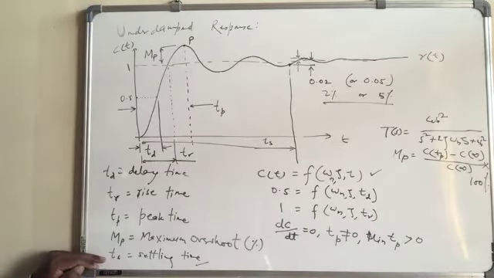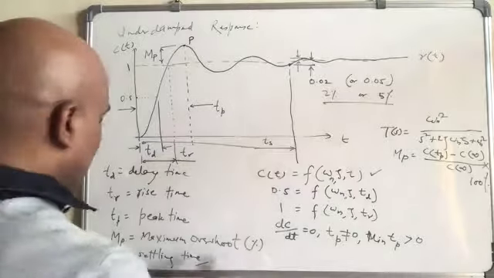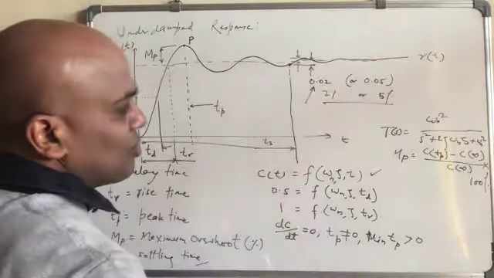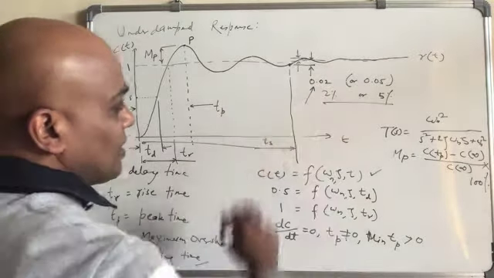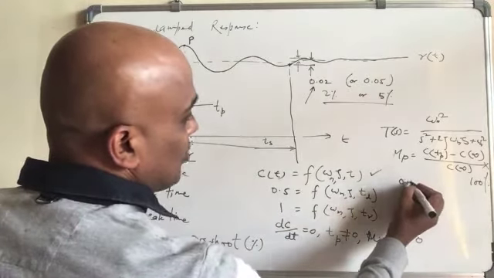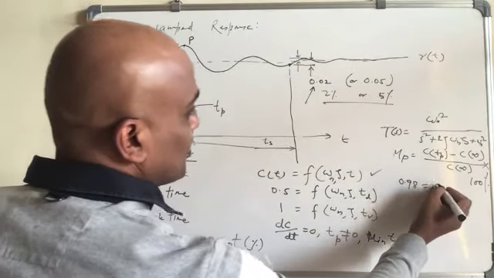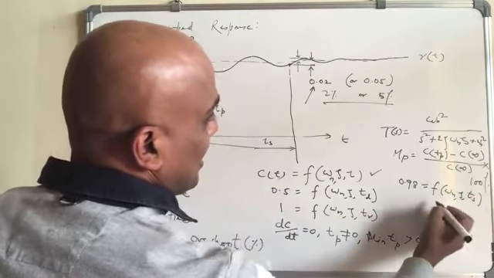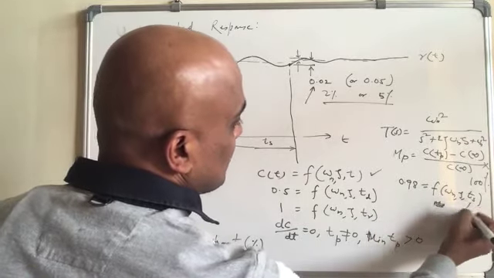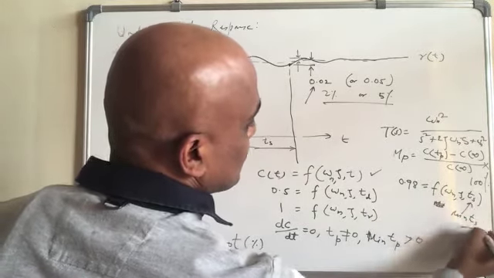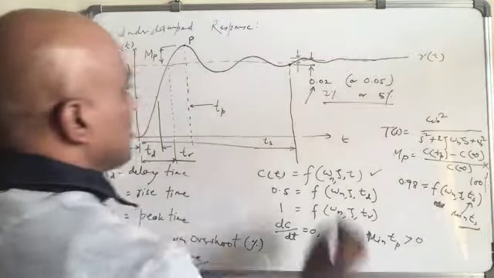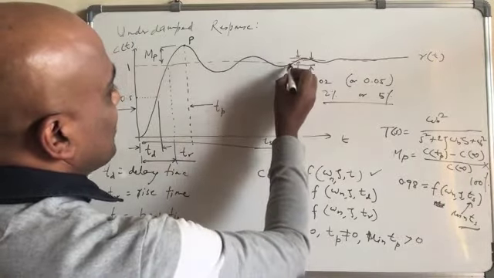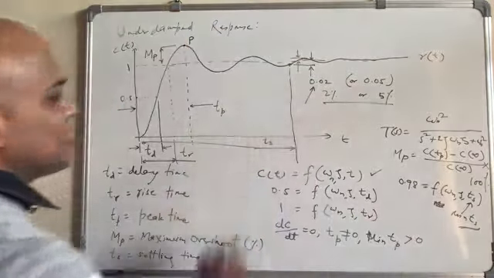And TS you will find out as follows. Let us say our reference band is 0.02, you want to be within 2%. So we will say 0.98 is equal to f of omega n, zeta and t settling time, and we are interested in the minimum TS that satisfies that, because otherwise other points can also satisfy.